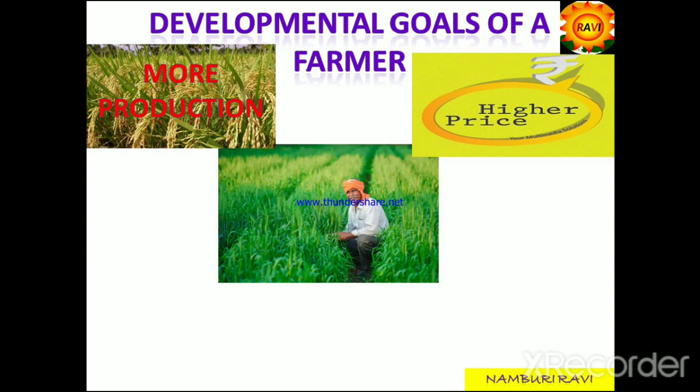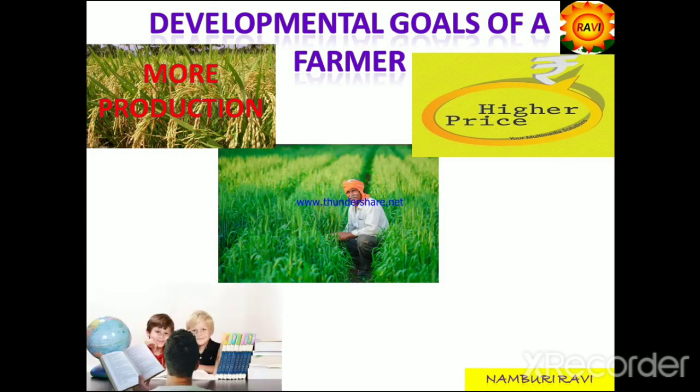And the second developmental goal of a farmer is that whatever crop production he gets from his agricultural field, he should get a higher price in the market for it. This is the second developmental goal of a farmer.